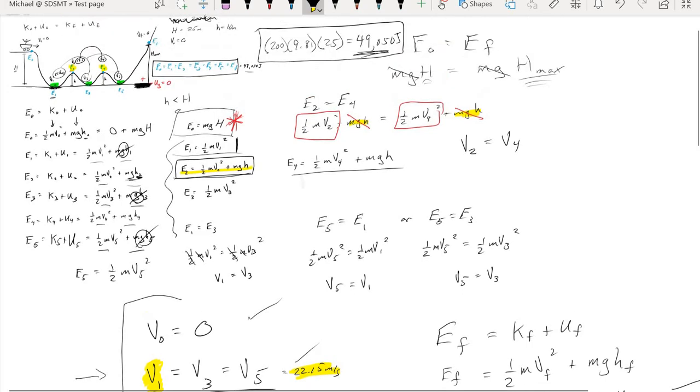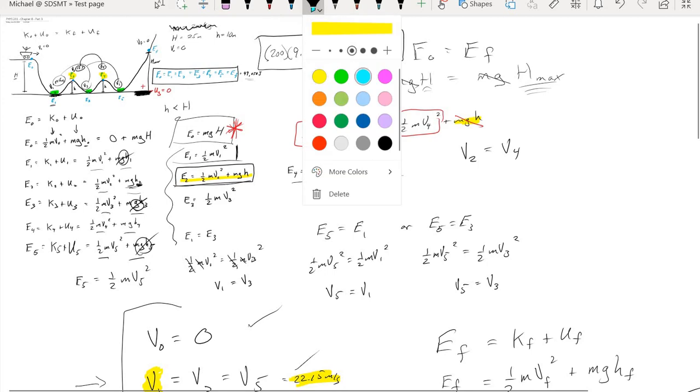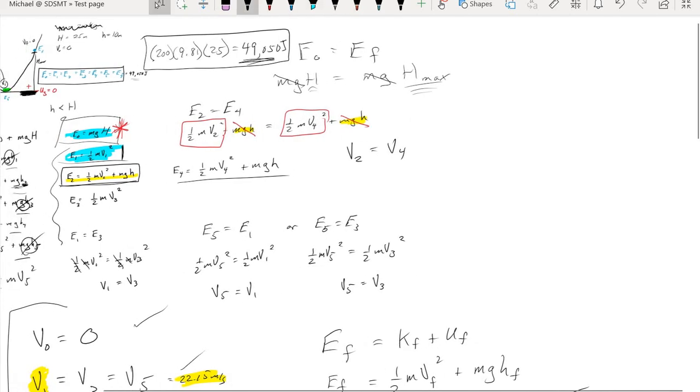I'll let you keep the other figures. I'll let you keep the initial height of 25 meters, the height of the two smaller hills, and the initial velocity of 0. But let's just try comparing the first two equations to each other. Let's take the initial energy, mgh, and compare it to the energy at the bottom of the first hill, which is 1/2 mv1 squared.